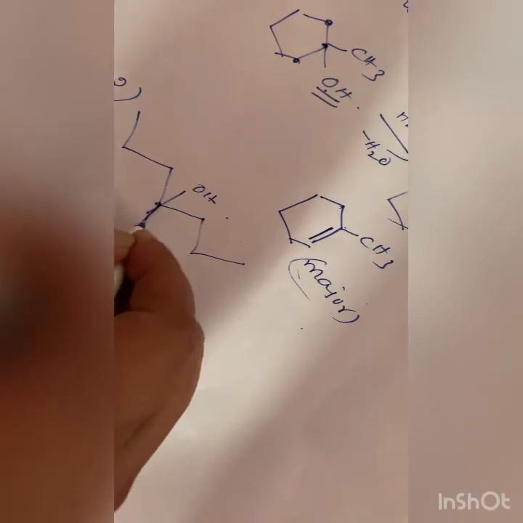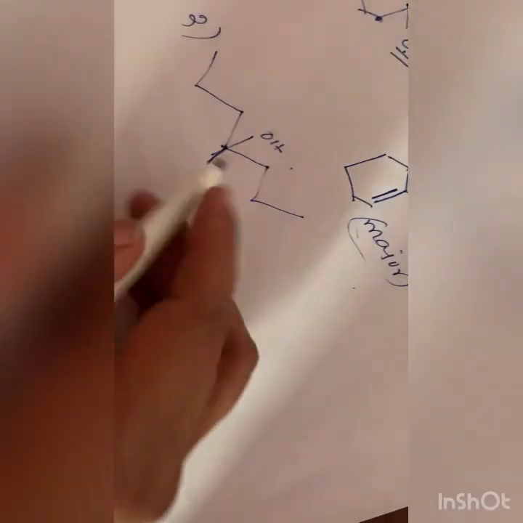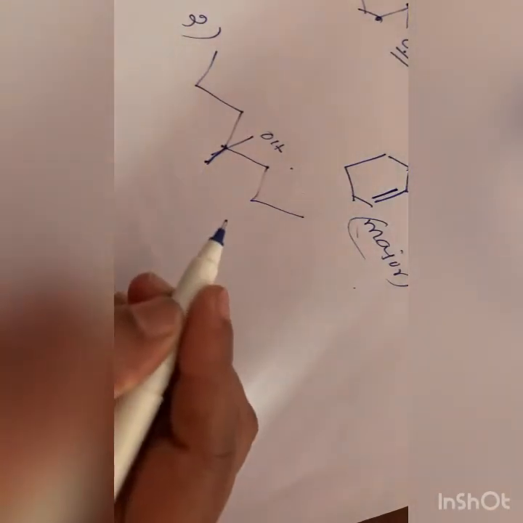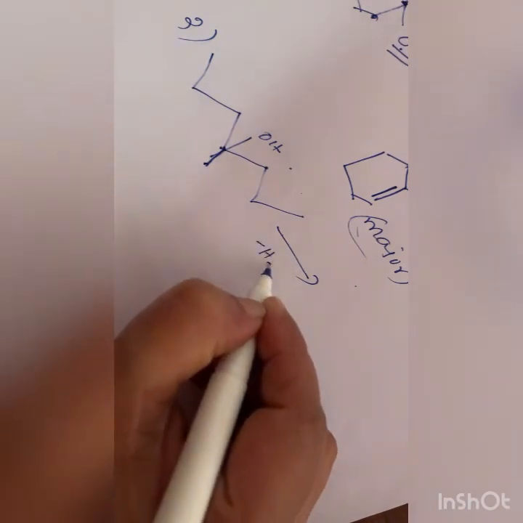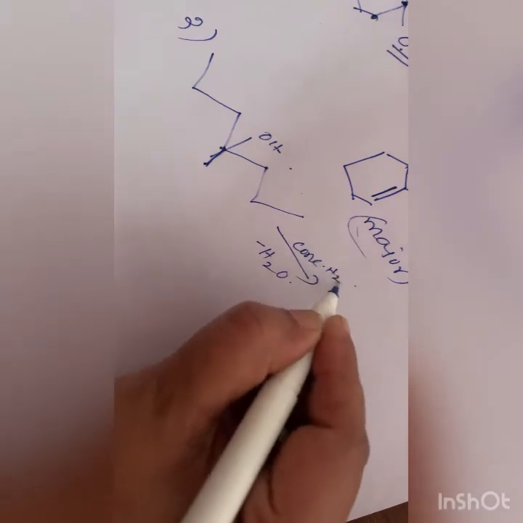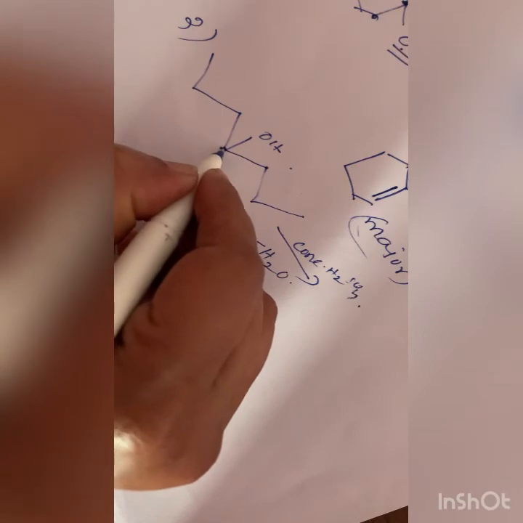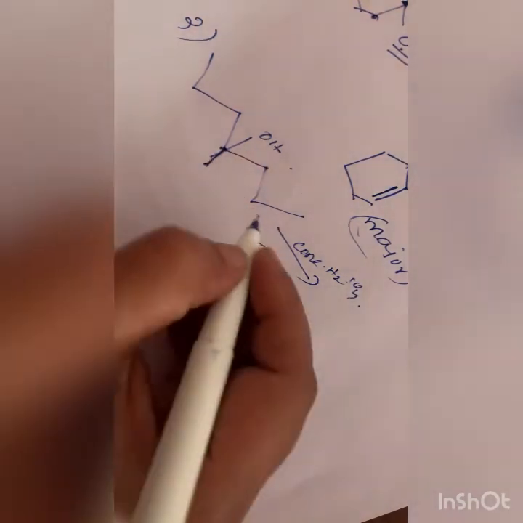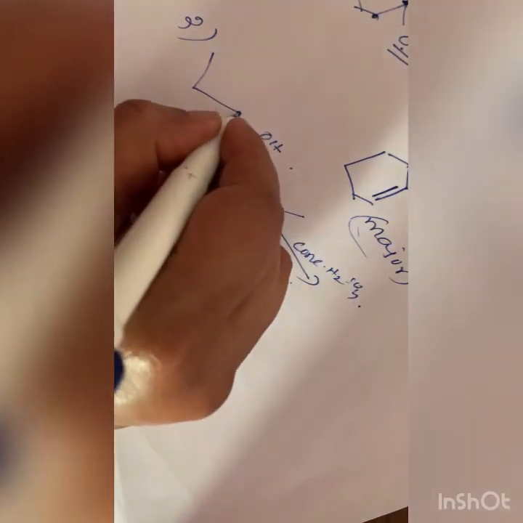Now the second one is like this. In the center this OH group is present, and one more group is present, which is actually a methyl group. For removing water, you can use concentrated sulfuric acid, the best dehydrating agent. This is the carbon carrying the OH group, so from the adjacent carbon you can take hydrogen. This is an adjacent carbon, and this is an adjacent carbon.